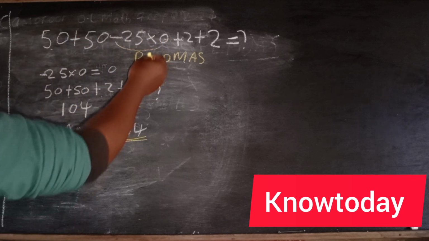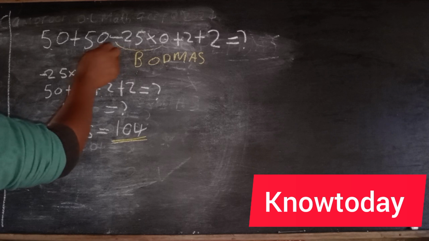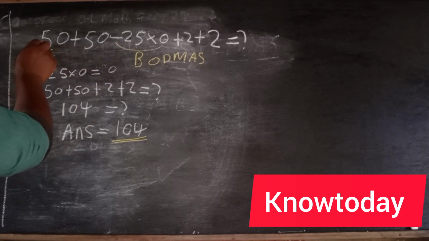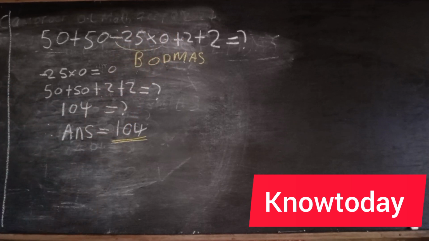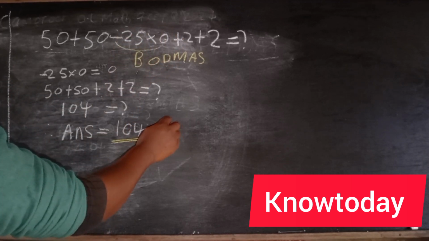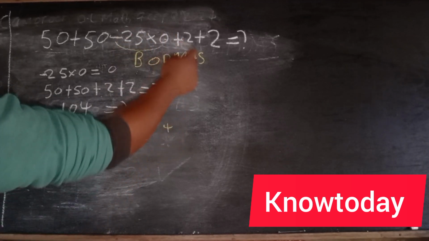Now there are some of you that whenever you see this quiz, you quickly say anything multiplied by 0 will give us 0. So you take this 0 and multiply everything this side. This is wrong. This 0 is affecting only this negative 25. That's why some of you have 4, which is wrong.